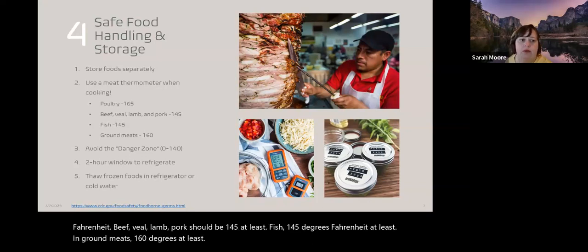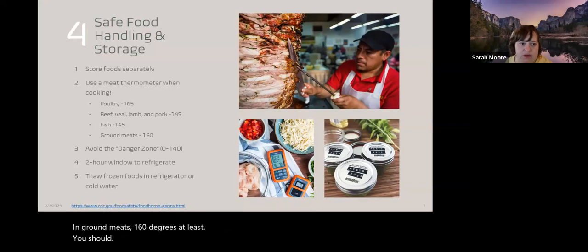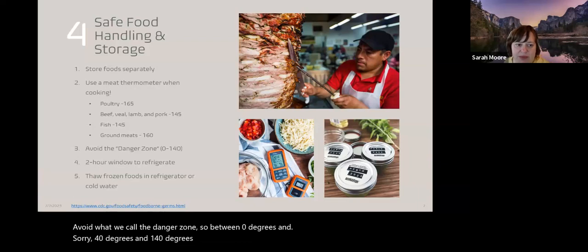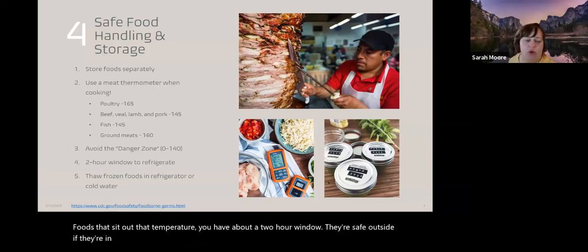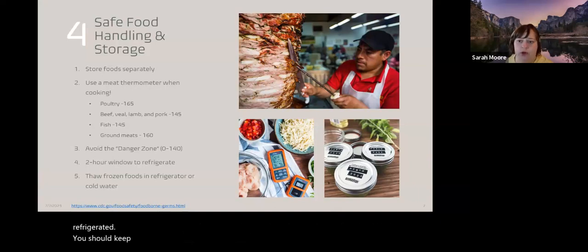You should avoid what we call the danger zone. So between 40 degrees and 140 degrees, foods that sit out at that temperature, you have about a 2-hour window. They're safe outside if they're in that temperature zone of 40 to 140 degrees, but after 2 hours, they should be refrigerated. You should keep all refrigerated foods at 40 degrees or below, and all frozen foods, obviously 0 degrees freezing temperature.